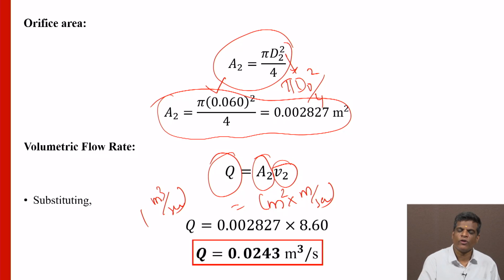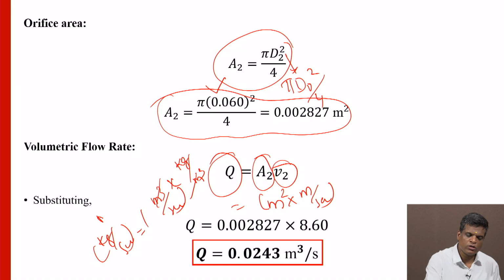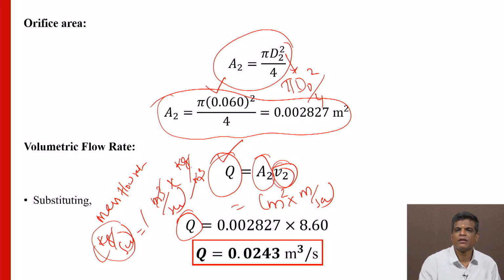Sometimes they may ask for the mass flow rate. You multiply with the density in kg per meter cube, then we get kg per second, that is the mass flow rate. So from velocity, multiply with the area to get the volumetric flow rate. Multiply with the density to get the mass flow rate. But the problem here only asks for the volumetric flow rate. So the volumetric flow rate here is 0.0243 meter cube per second.